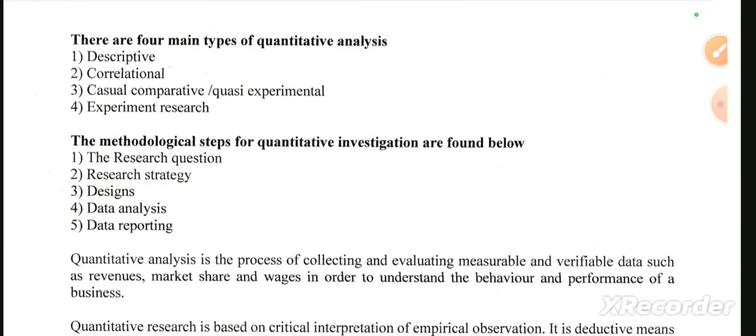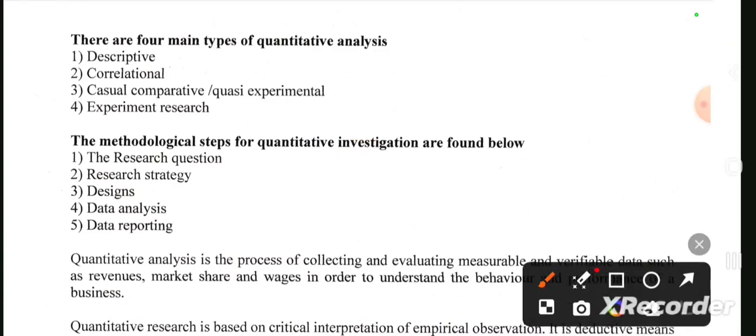There are various measures of averages and measures of dispersion through which we can understand the average of the collected data. There are four main types of quantitative analysis. These are descriptive, correlational, causal, and experimental research. These are the main four types of quantitative data analysis.